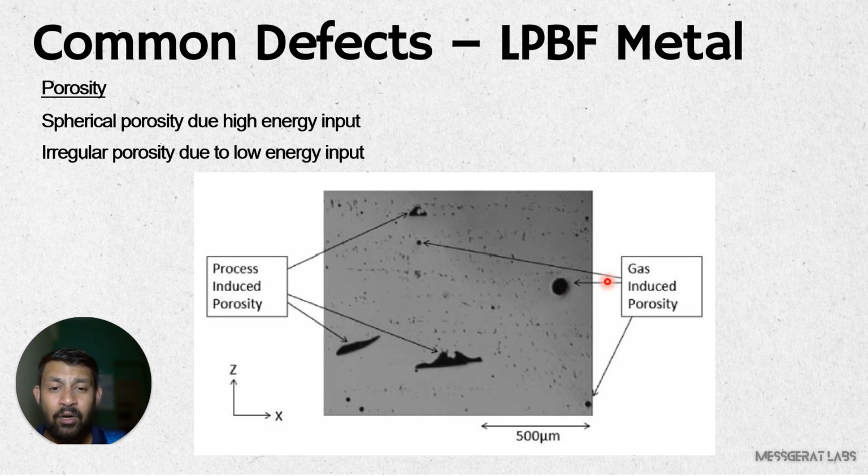What you see on the screen is a microscopic study of a specimen made in LPBF. When you observe under a microscope, you will see regular and irregular pores. Irregular corresponds to insufficient melting, and regular corresponds to very high energy given during melting.